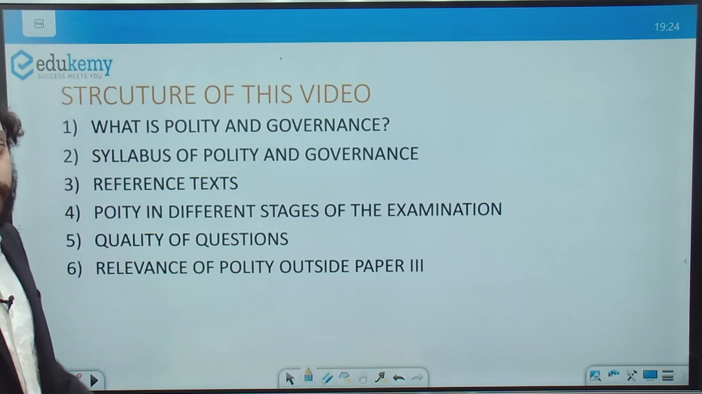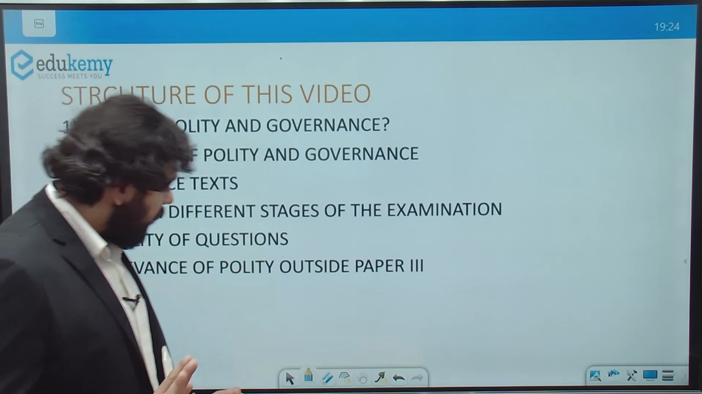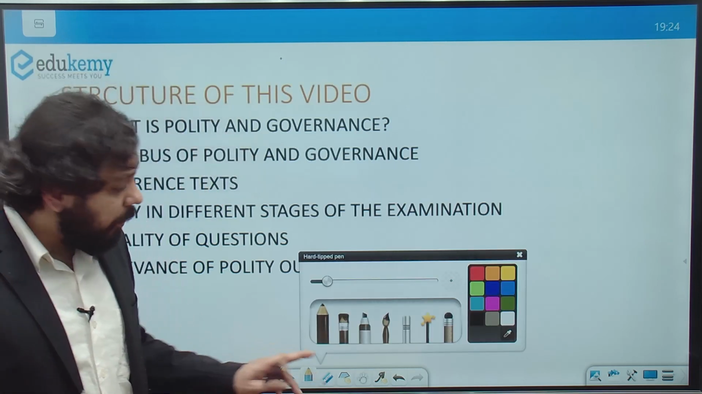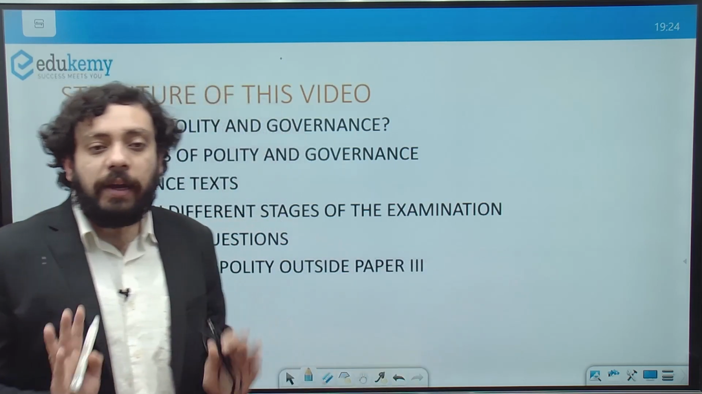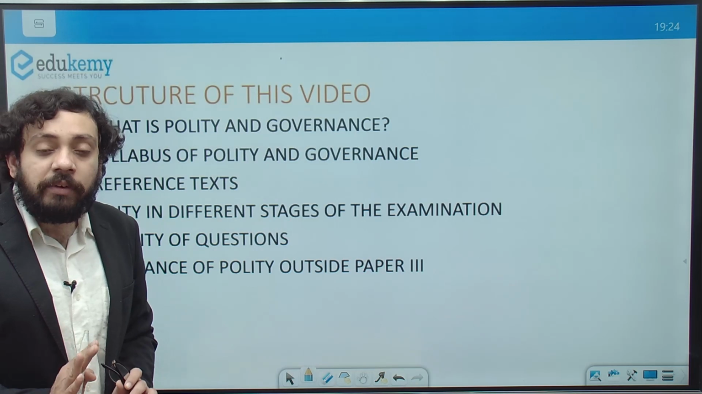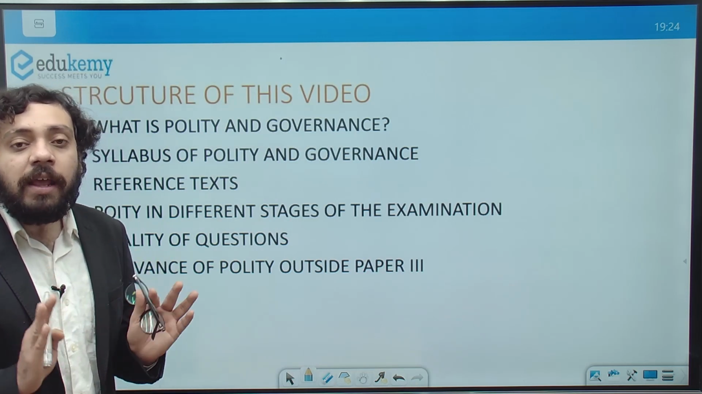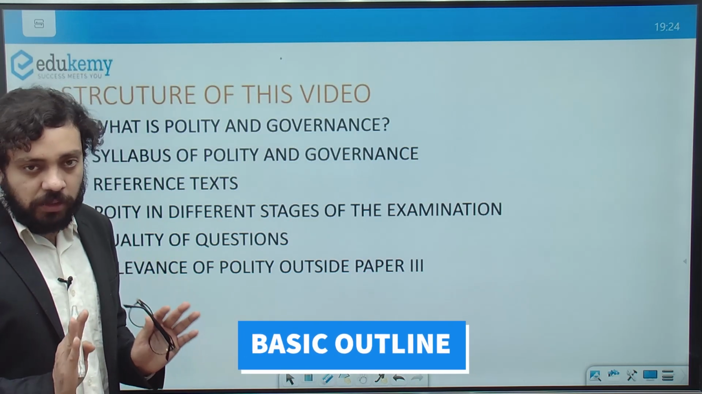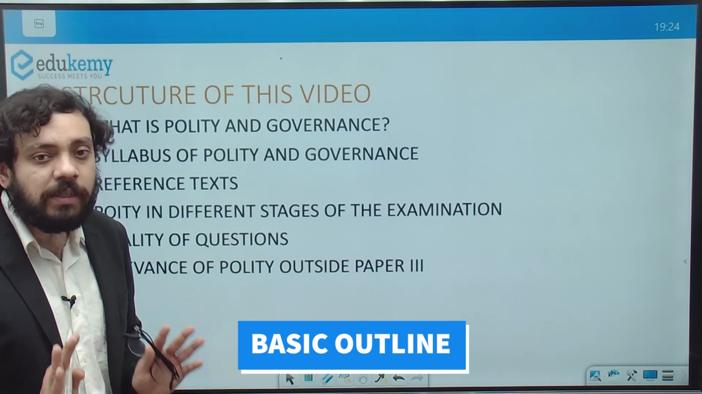First point is, what is polity and governance? Just basically not defining it, not explaining it, not elaborating it, but just pointing out how polity and governance has been basically defined in the UPSC notification for the prelims examination and the mains examination.